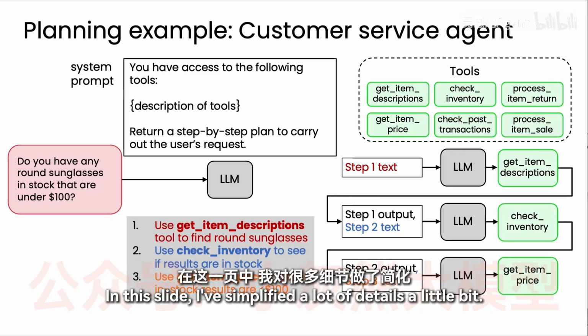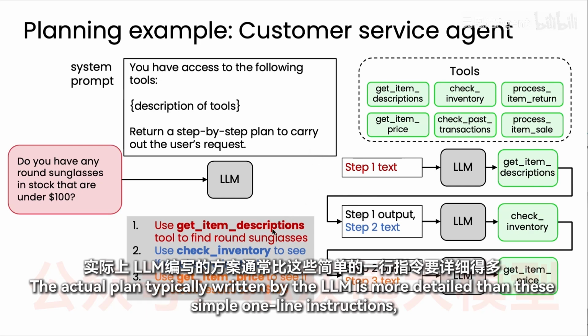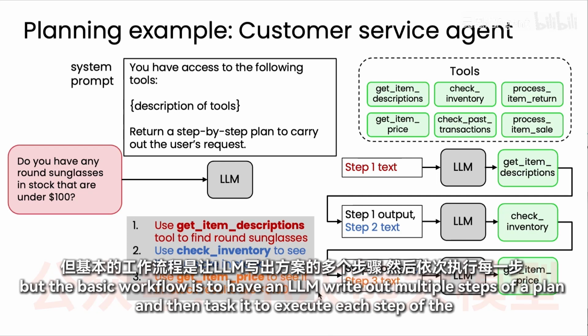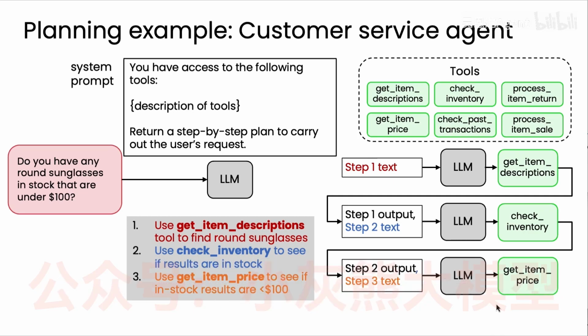In this slide, I've simplified a lot of details a little bit. The actual plan typically written by the LLM is more detailed than these simple one-line instructions, but the basic workflow is to have an LLM write out multiple steps of a plan and then task it to execute each step of the plan in turn with some appropriate surrounding context about what the task is, what the tools available are, and so on.